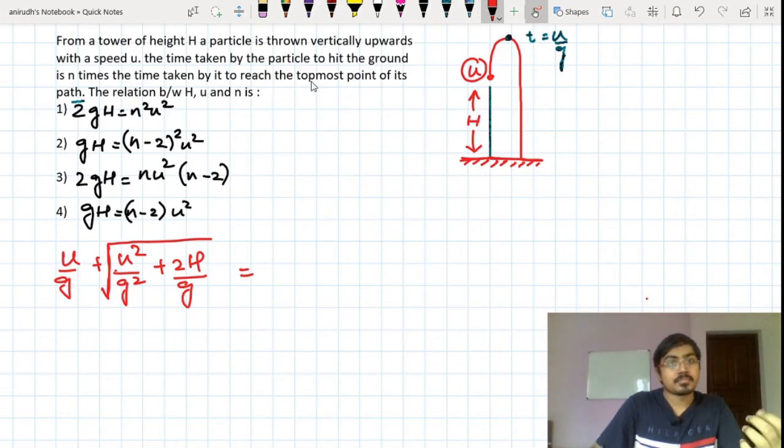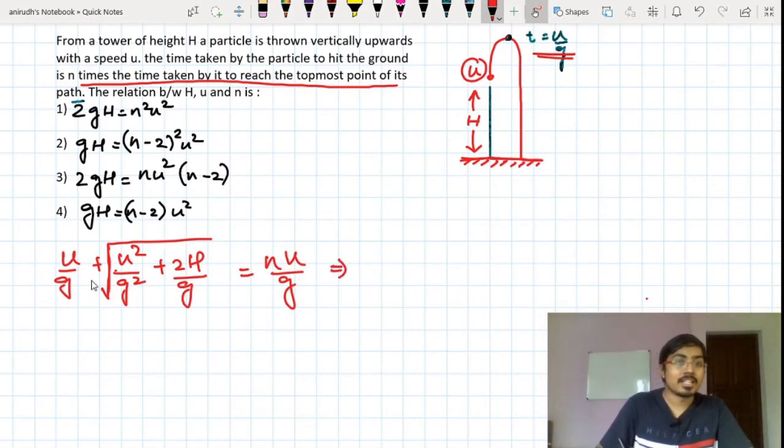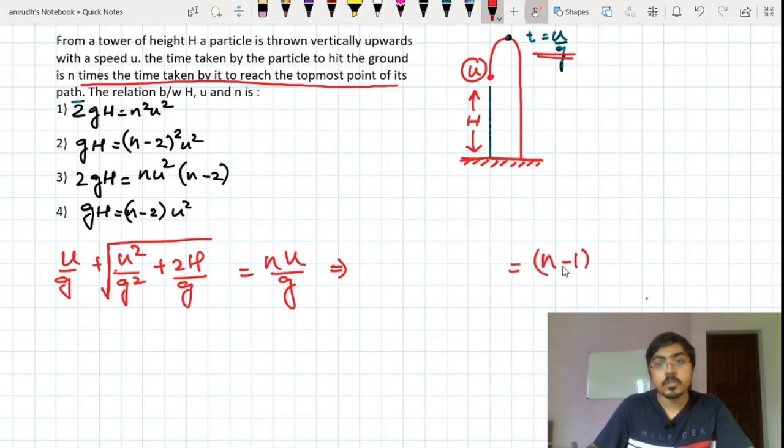n times the time taken by it to reach the topmost point of its trajectory. See, the topmost point is this, and the time taken to reach the topmost point is u by g. So this is n times u by g. Now the only thing left to do is some mathematical juggling to get the answer. So let me take u by g to the other side. If I take u by g to the other side, I will be getting (n minus 1) u by g.